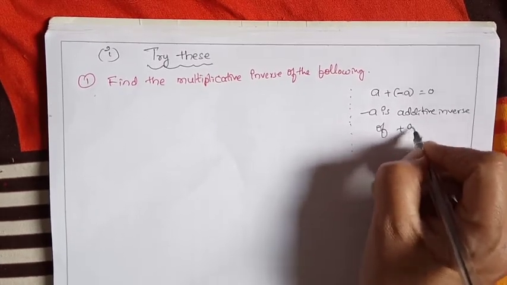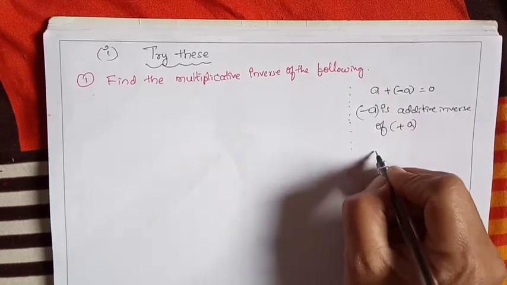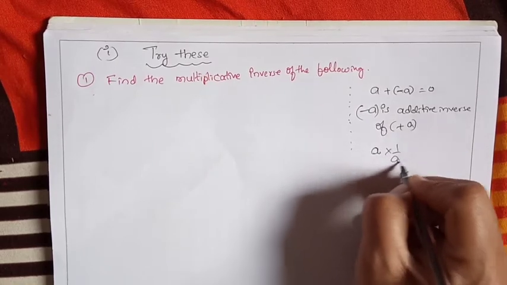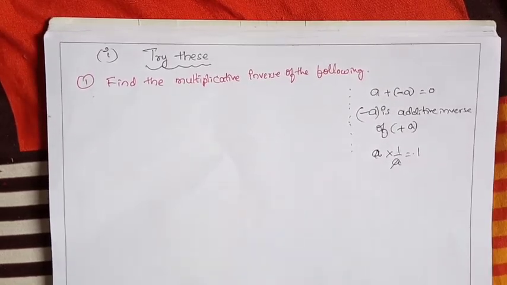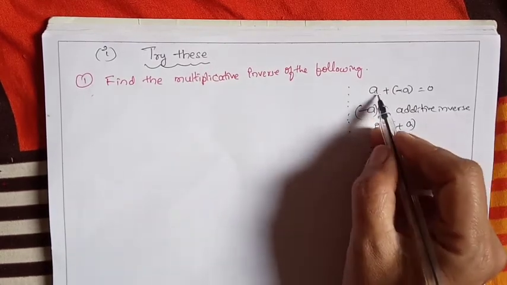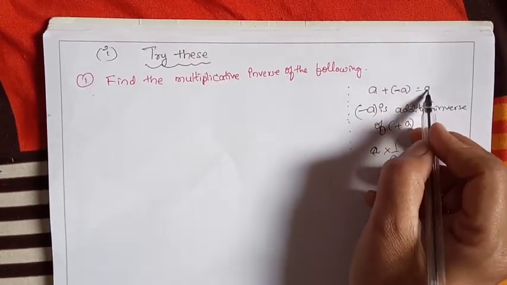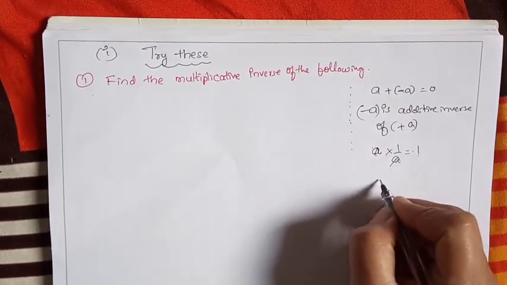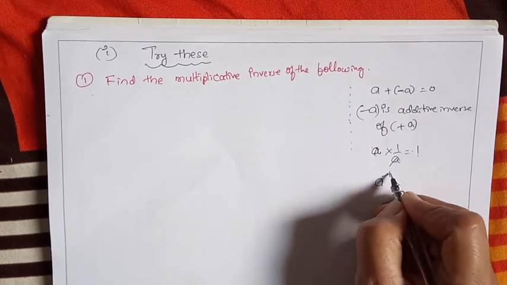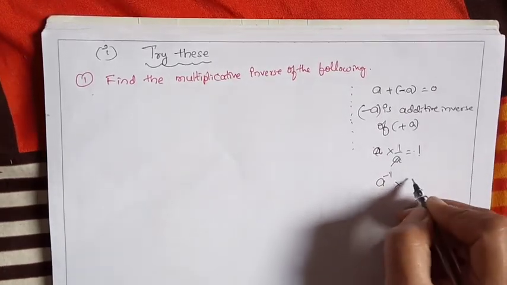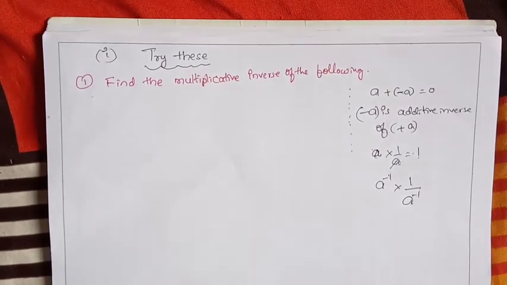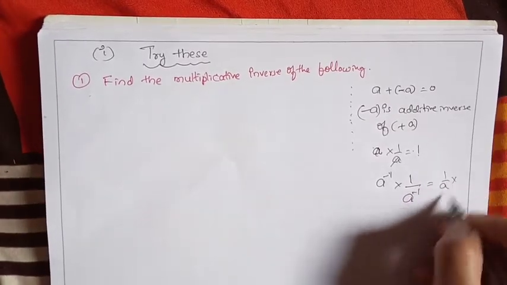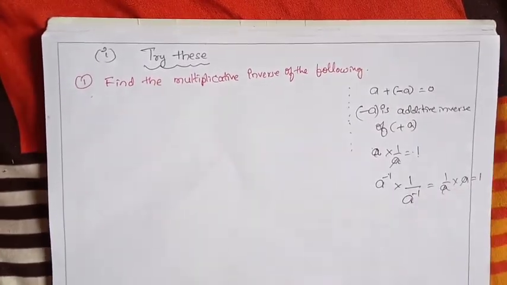Okay, now the multiplicative inverse of a is 1 by a. When we cancel we should get 1. Additive inverse means by adding or subtracting you should get 0. Multiplicative inverse means by multiplying or cancelling you should get 1. So the multiplicative inverse of a to the power minus 1 is 1 by a to the power minus 1. Because here I'll get 1 by a into reciprocal a. By cancelling we'll get 1.